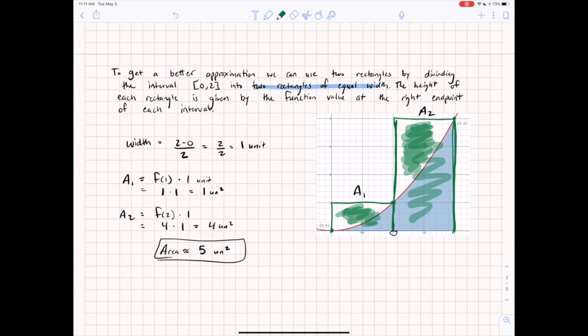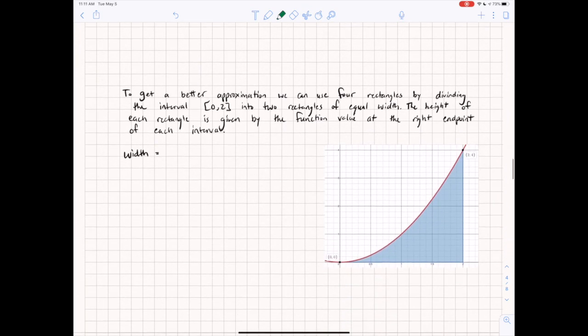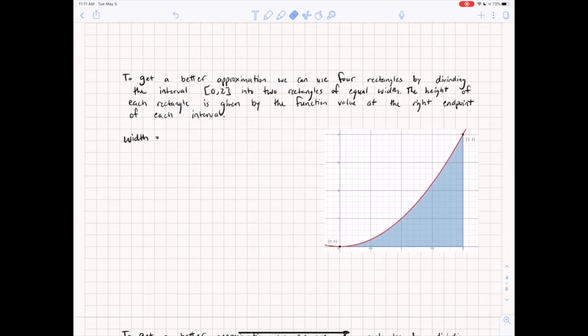Well, to find a better one, we just need to increase the number of rectangles. This time, let's do 4 rectangles. So let's double the amount that we're going to use. All right, so because I'm doing 4 rectangles, and this says 2, but I really want this to be 4. I want them to be of equal width, so it makes my calculations a little bit easier. And then the height of each rectangle, again, is going to be given by the function value at the right endpoint for each little interval.